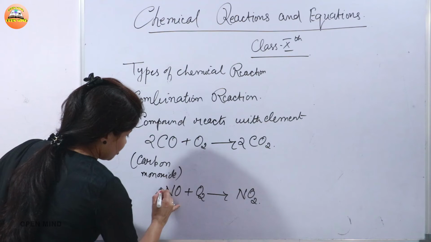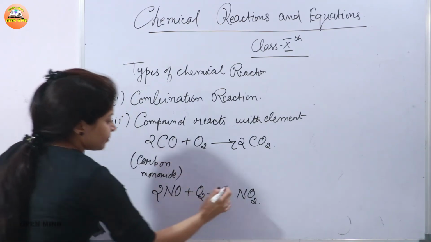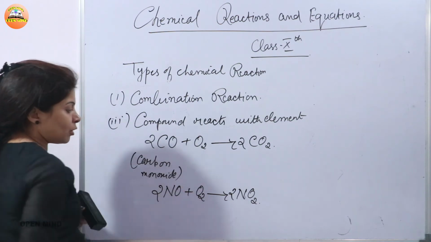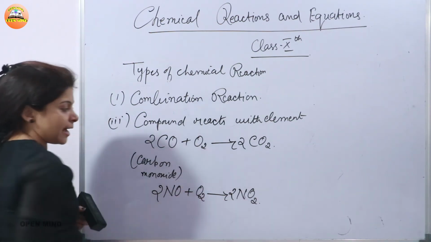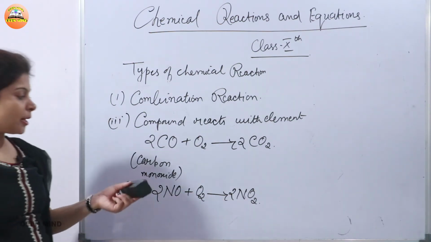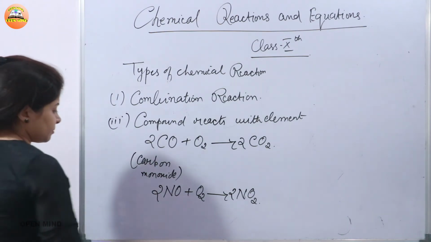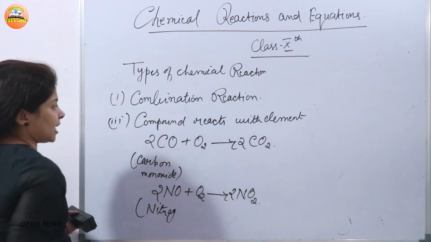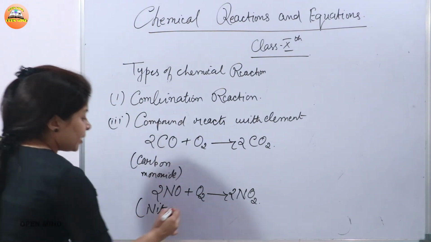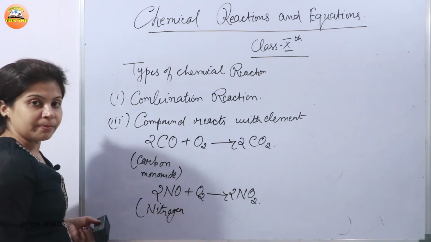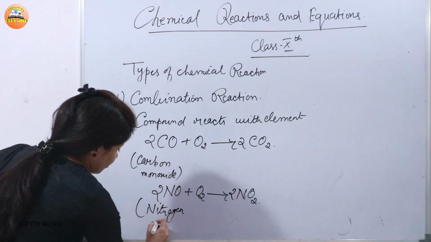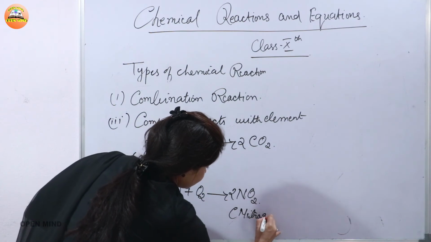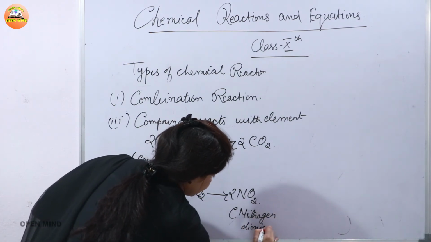Now is this balanced? No. Just put 2 over here and 2 over here. So 2 atoms of nitrogen, 2 atoms of nitrogen, 4 atoms of oxygen. Here on the right hand side, or on the product side, also there are 4 atoms of oxygen. So now this is balanced. This is known as a combination reaction in which a compound is reacting with an element. I am writing the name of the compound so that you may remember it with the formula. Nitrogen oxide, and this is called nitrogen dioxide.